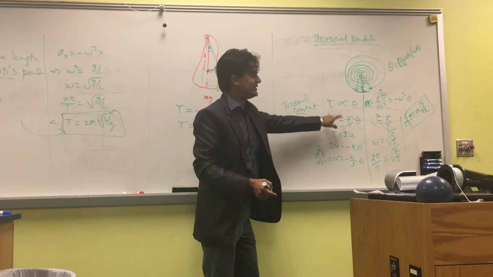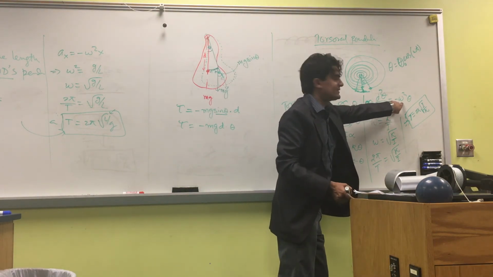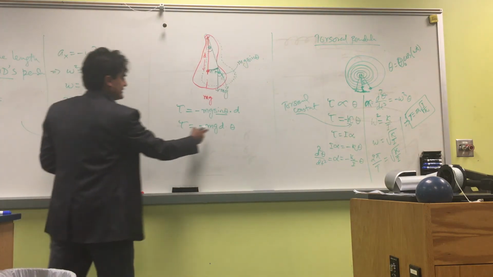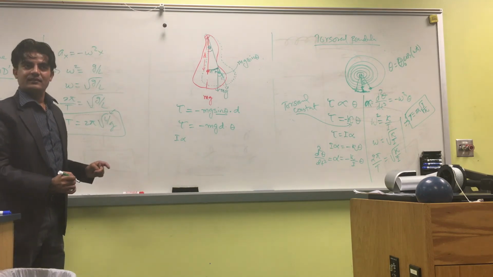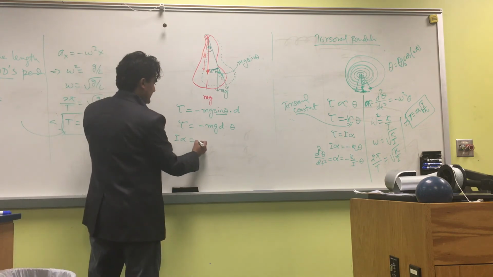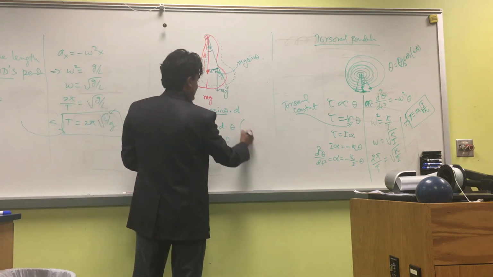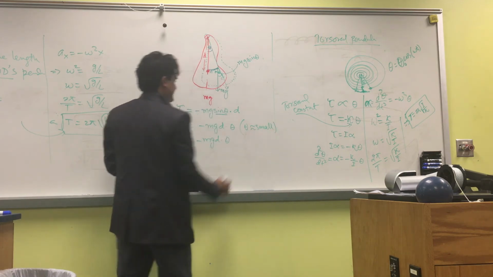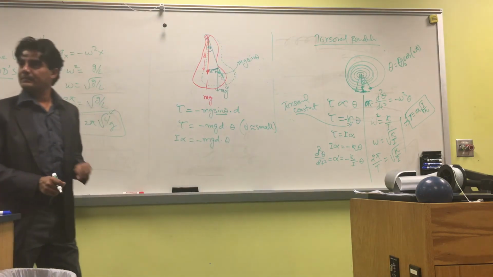Right? And my torque is, where is it? My alpha is this guy, right? So my torque is this. Torque is I times alpha, isn't it? Torque is I times alpha equals minus mgd theta. By the way, theta is small, so sine theta can be replaced by theta, isn't it?